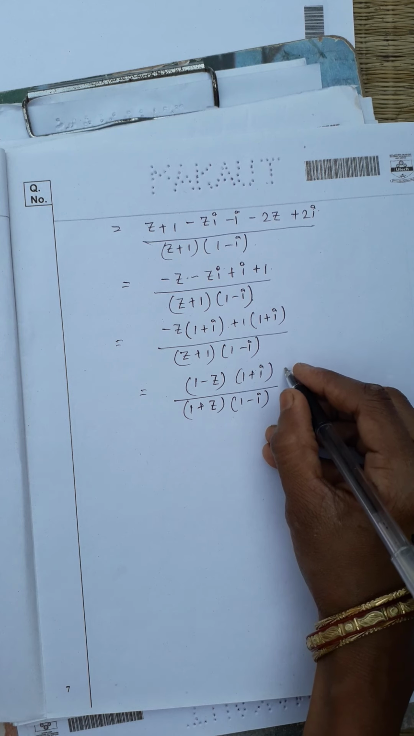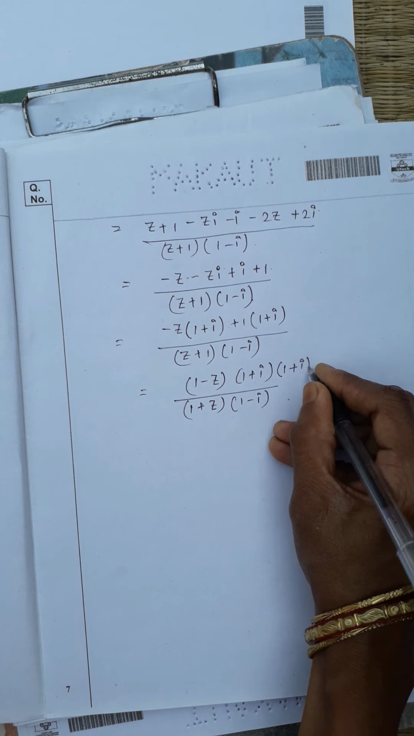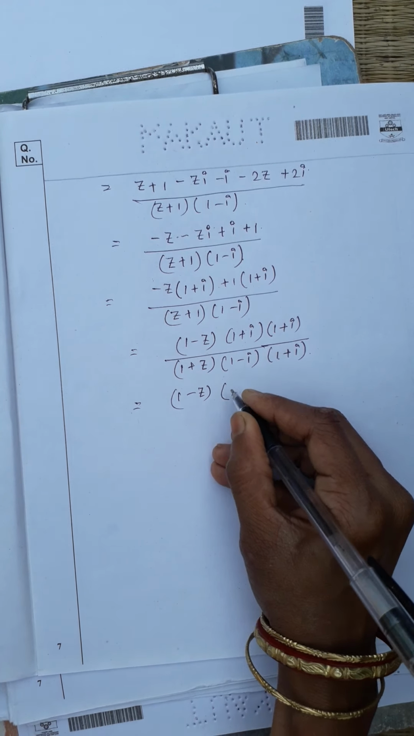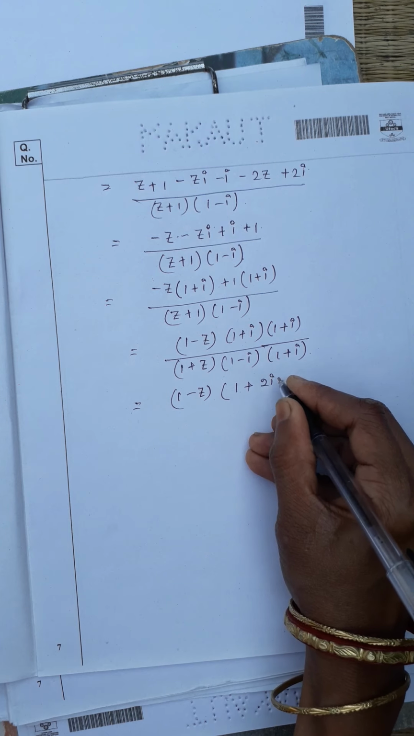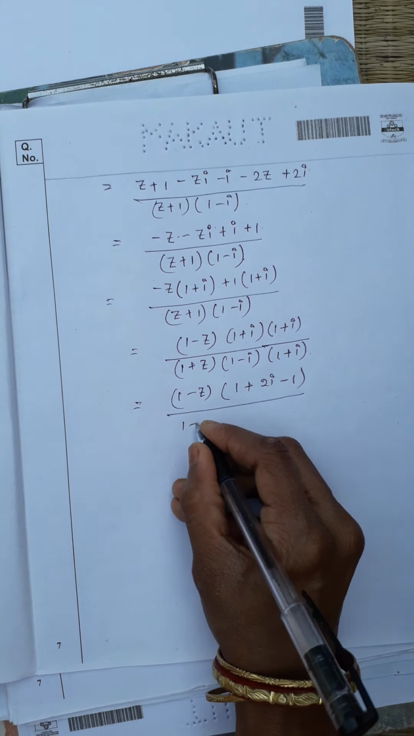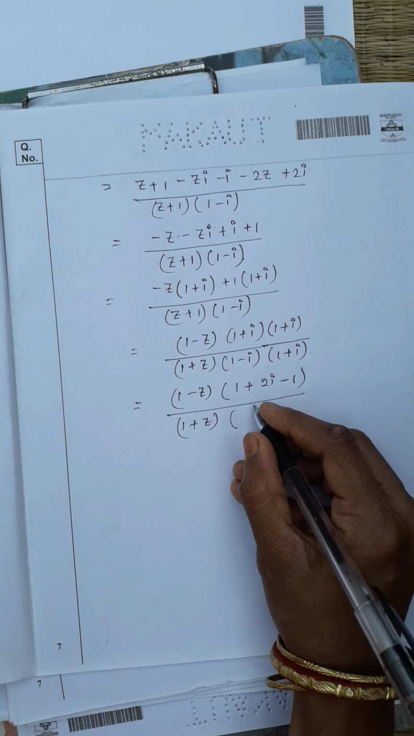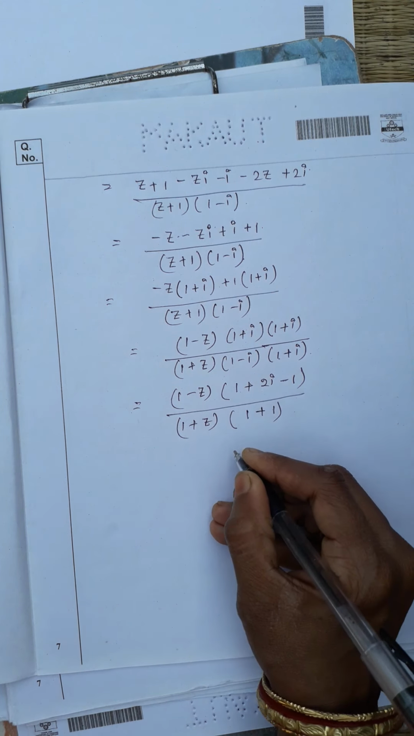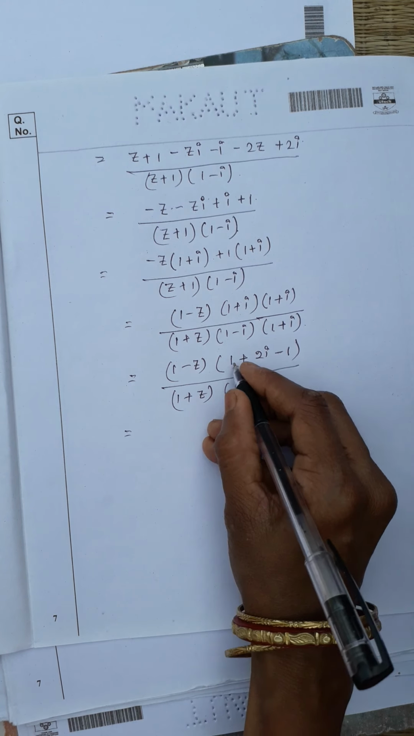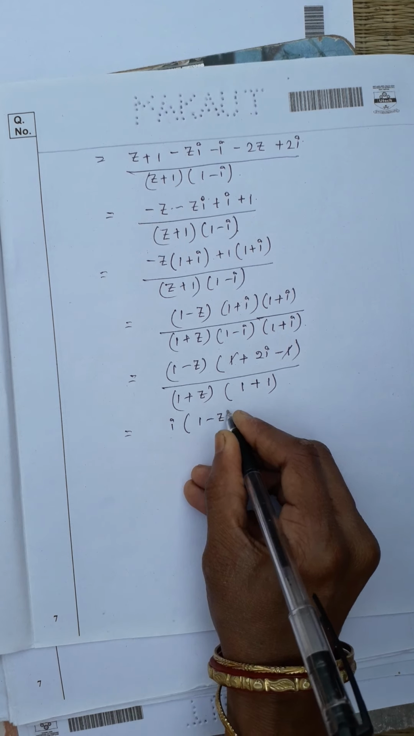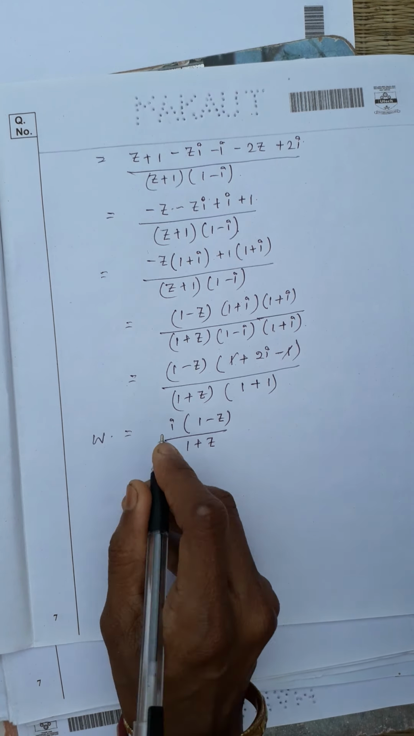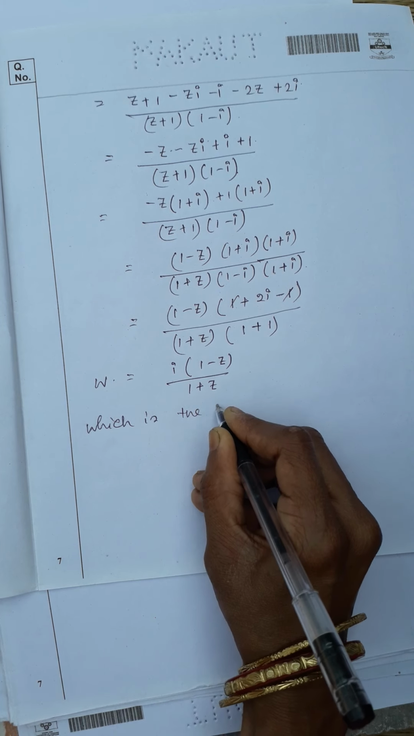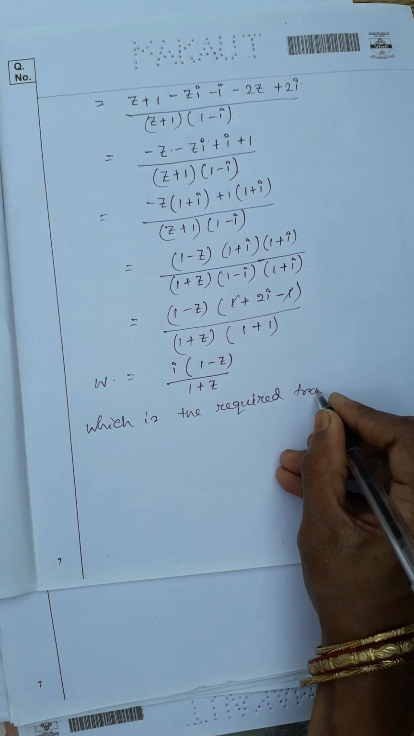If I multiply this by 1 plus i, this will be 1 plus 2i minus 1, and by the a square minus b square formula, this is 1. So from here i is common, i into (1 minus z) by (1 plus z). That means w is equal to this, which is the required transformation.